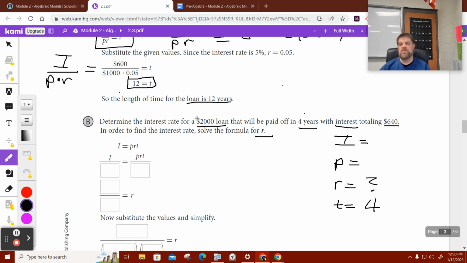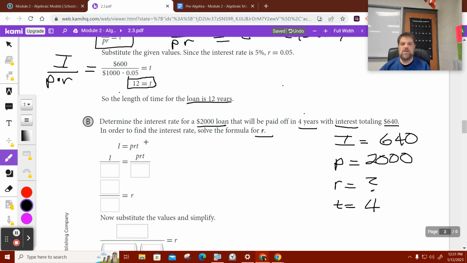We've got 2 numbers left and 2 variables. 640 is an interest. Which variable represents interest? I. Very good. So the interest 640 is I. So what does that make 2,000? P. What does P stand for? Do you guys remember? Principal. So the principal is the initial amount of money that's owed.